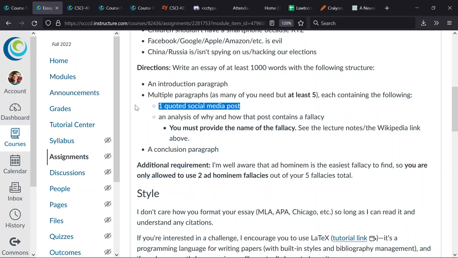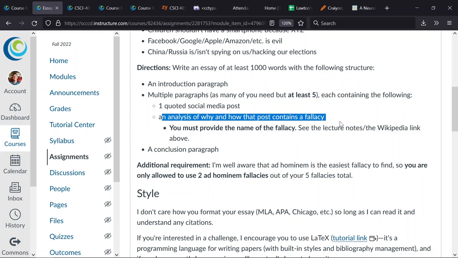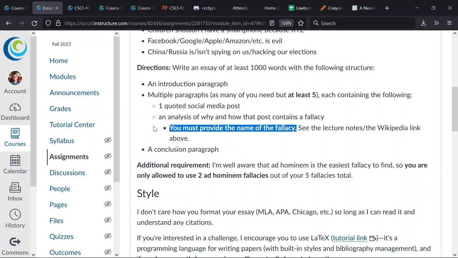I want you to quote a social media post with a fallacy in it, whatever one you found. I want you to analyze why it had the fallacy. Explain it to me so I know that you understand it. Why and how it has the fallacy. Also say the name, right? This was ad hominem. This was straw man. And this is why. Okay?